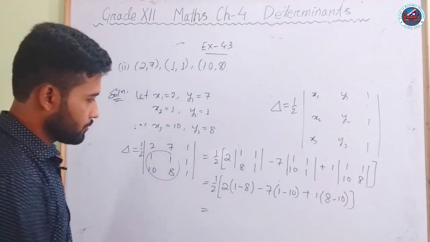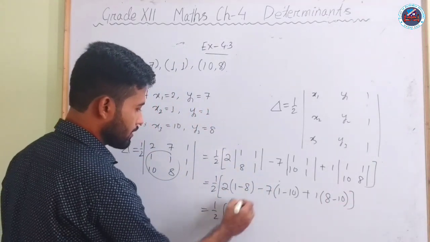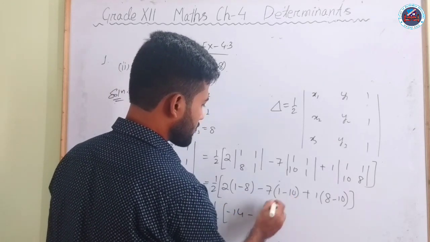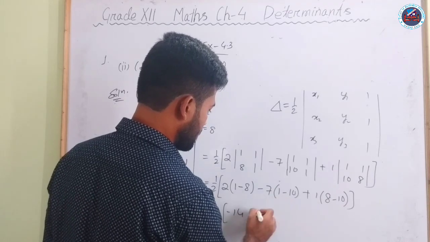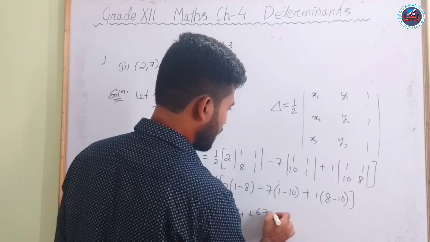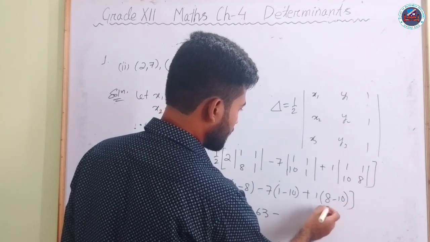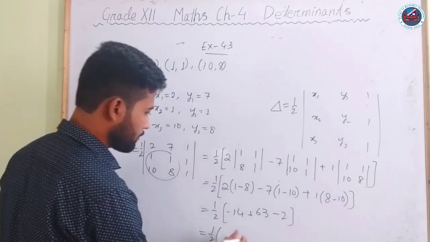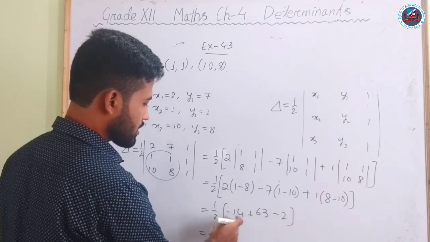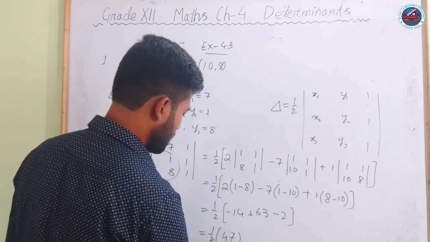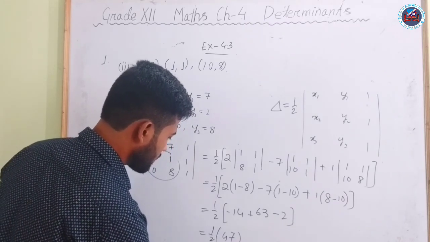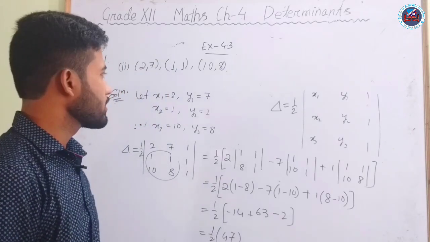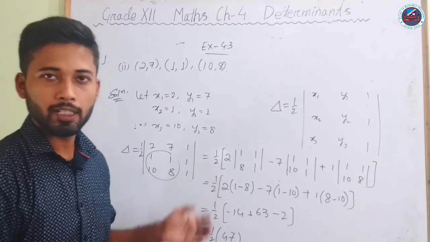Okay, now what to do? Just calculate this. This will be 7 minus 14, here it will be minus 9 plus 63, and here it will be minus 10 minus 2. Fine. So this will give us half of 47, so this will be equal to 47 by 2 square units. Fine. So it is very easy to find the area of a triangle using determinants.